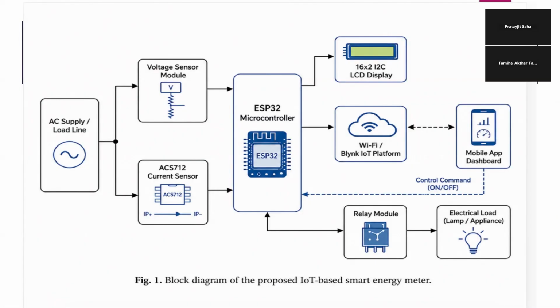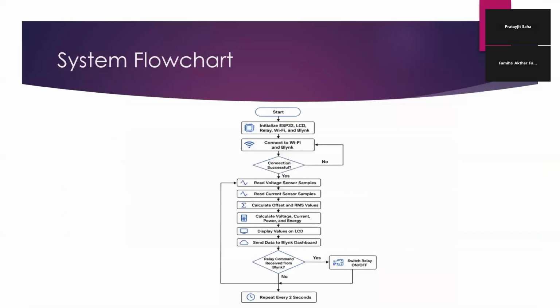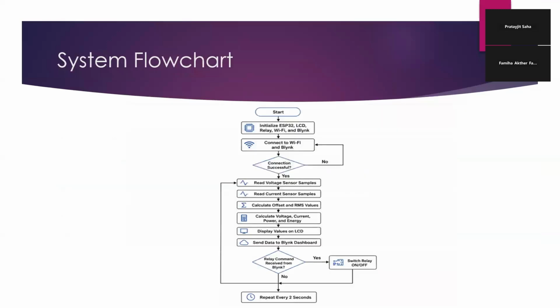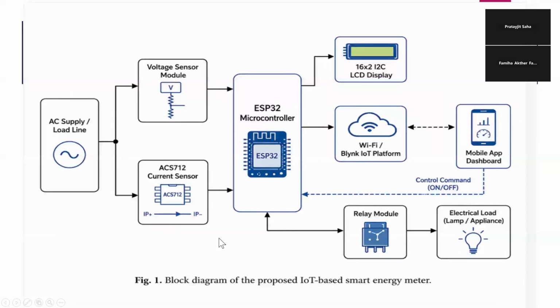Power is equal to voltage multiplied by current. Energy is calculated using power and time. Now I will explain the working procedure. When the system starts, the LCD shows a starting message. Then the relay is turned off for sensor calibration.